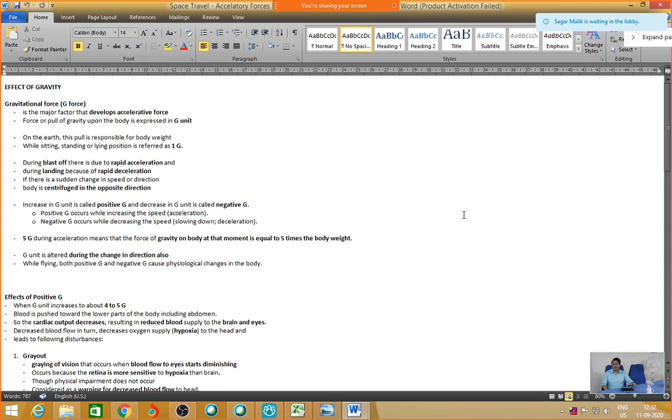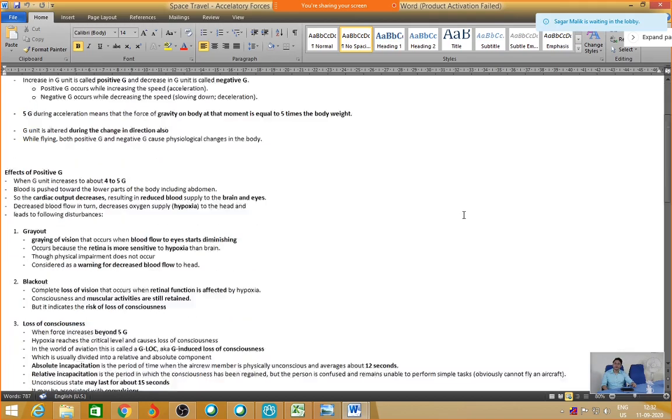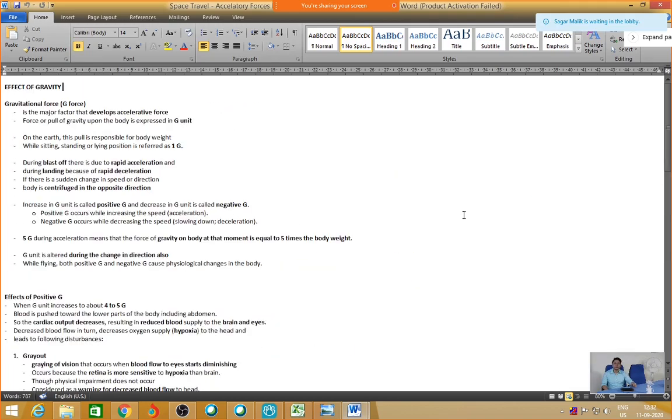The retina is very sensitive to changes in the blood flow pattern. Even though the entire brain is not getting an adequate amount of blood supply, it is the retina which is showing the earliest changes. That means it is a prime indicator of whether the brain is getting adequate perfusion. So the graying of vision occurs when the blood flow to the eyes starts diminishing. This occurs because the retina is more sensitive to hypoxia than the entire brain.